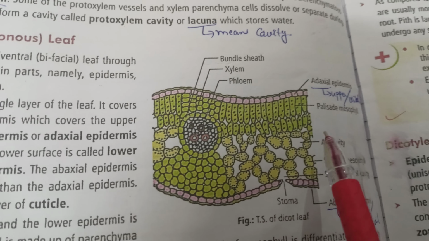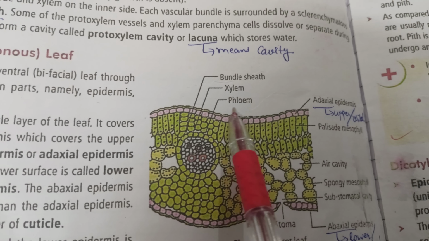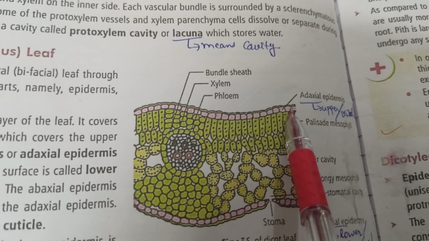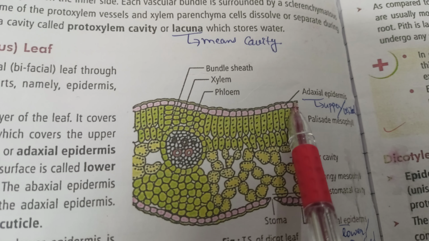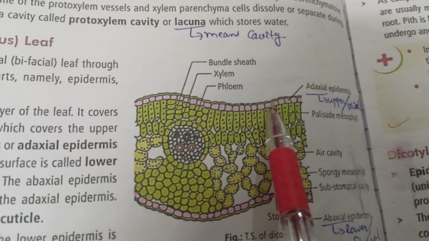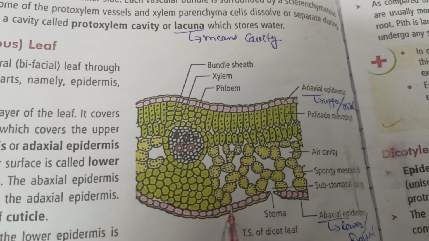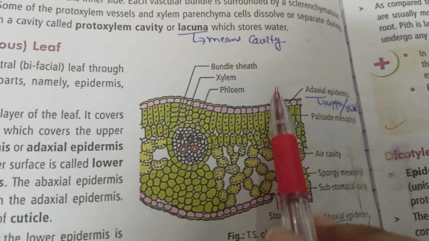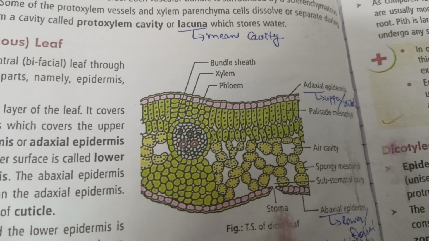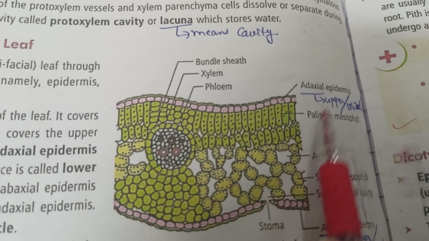So first of all let us understand the diagram. This is the structure in which you can see the epidermis, this is the adaxial epidermis and this is the abaxial epidermis. Two surfaces are there, the upper surface is adaxial epidermis and the lower surface is abaxial epidermis.